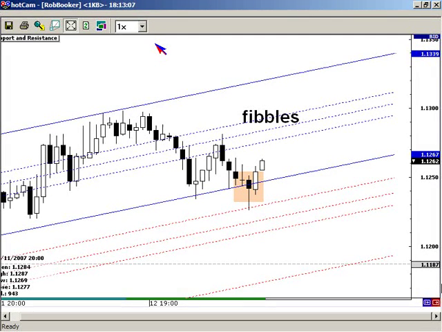This type of system for using channels and support and resistance works with short-term and long-term charts. I like to focus in these webinars at FX Street on the longer-term charts, just because there's so much short-term trading going on out there, and it's a nice change from what a lot of people are focusing on.